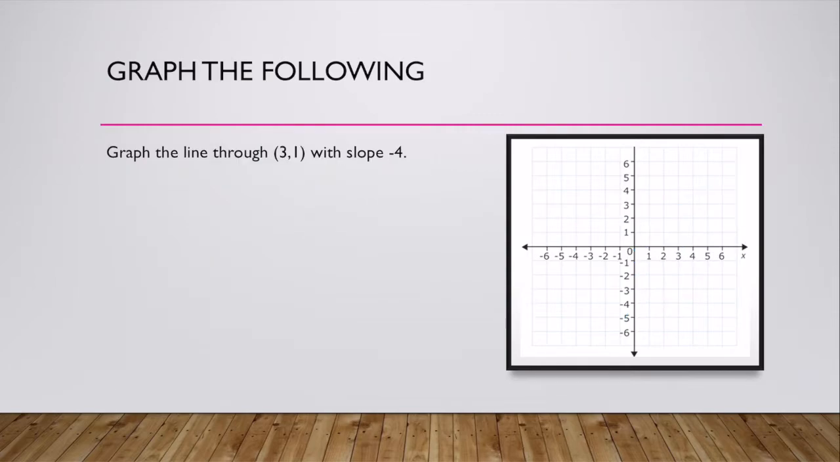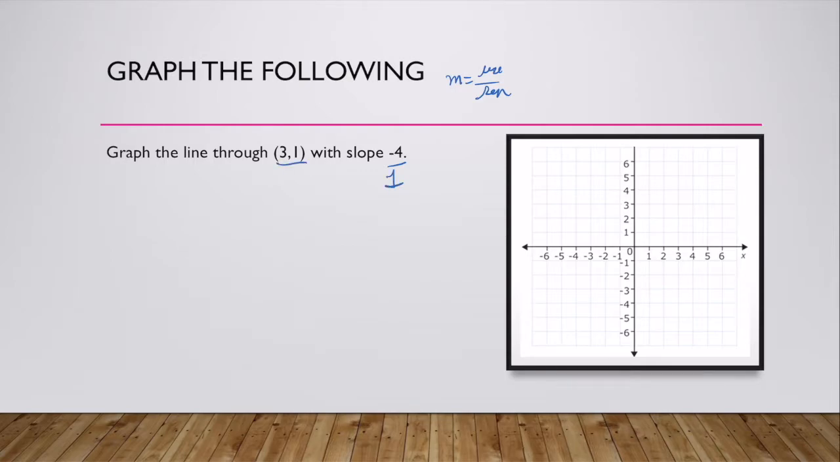So let's graph the line through 3, 1. So I'm just told a point on the line. I don't know the y-intercept. And a slope of -4. So that means my graph is going downhill. Slope, remember, like I said, is rise over run. Well, in order to make this have some kind of run, right, we have to write it as a fraction over 1. So let's plot this point.